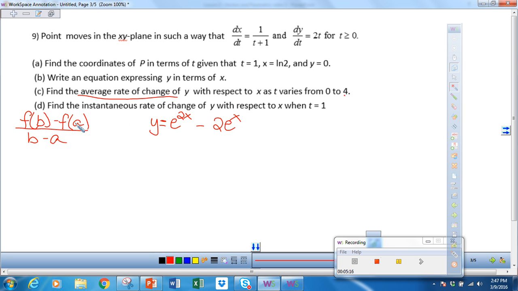So we need to find f of b minus f of a over b minus a. However, we have a problem. This is given in terms of x, and this is given in terms of t. So I need to find out what x is and what y is when t is 0 and when t is 4. So I need to find x of 4 and I need to find x of 0. I need to find y of 4 and y of 0.